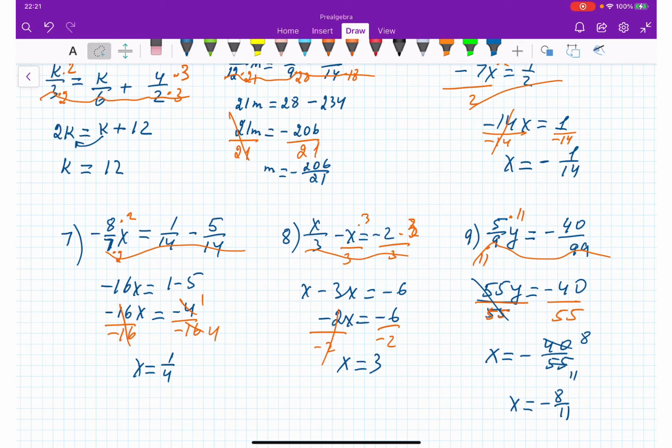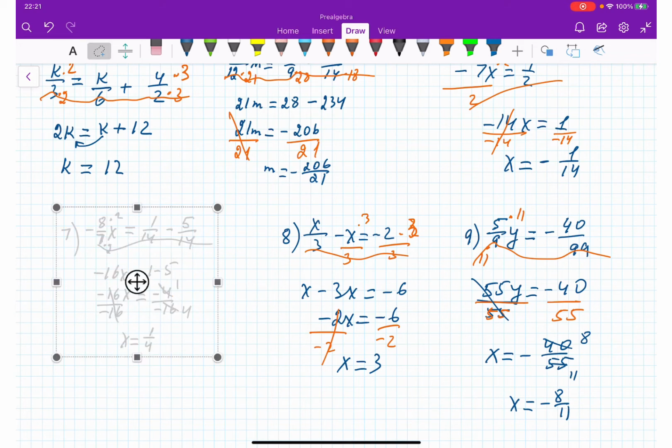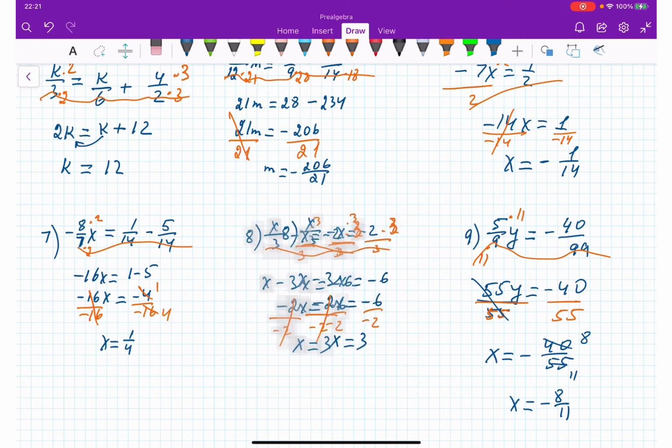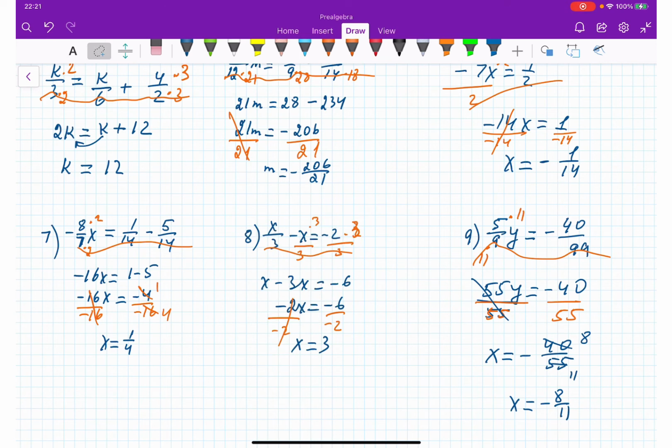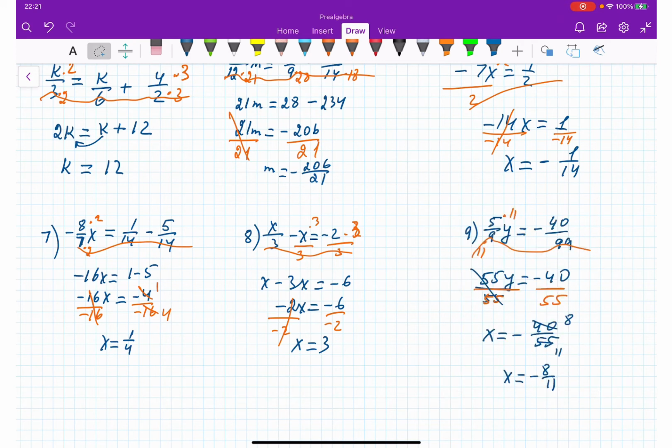Let me make it more organized. It looks like a jungle. There we go. A little bit better. Okay.